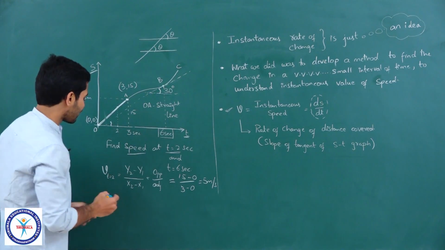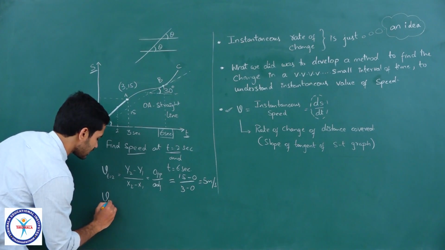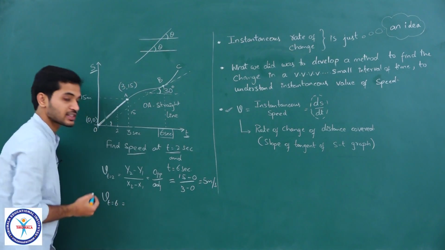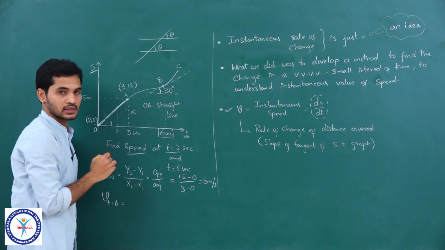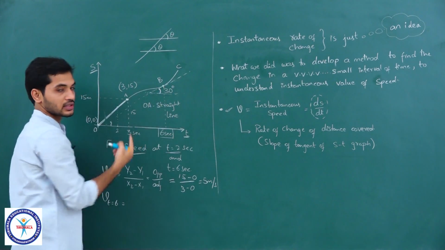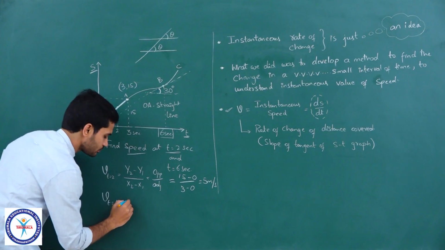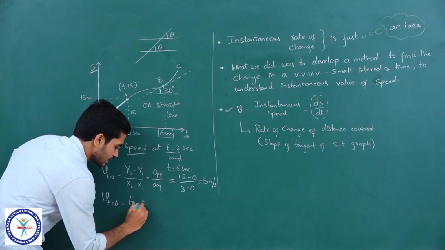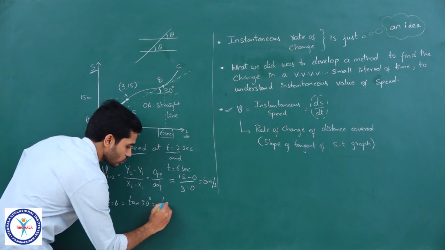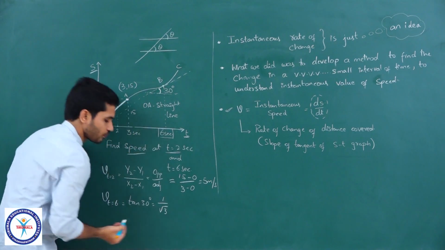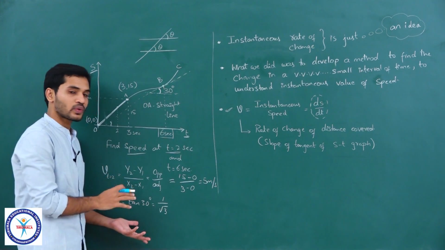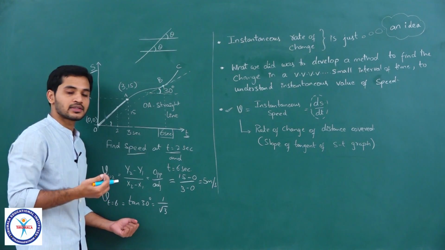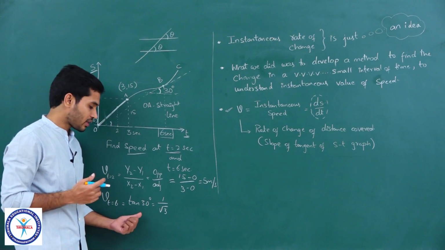So, what will be the velocity or speed at t equal to 6 seconds? It is nothing but the slope of this tangent, which is tan 30, correct, and tan 30 will give you 1 by root 3. Some of you might not have known this result for now, so do not worry about that, you will soon learn it in your maths class.